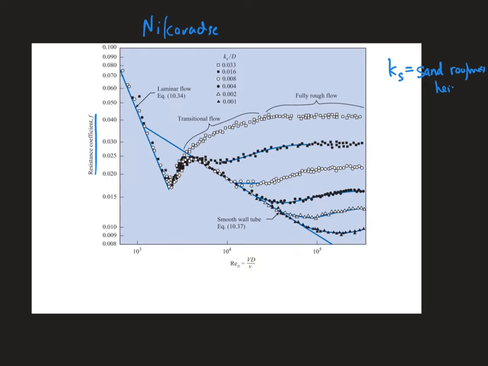height. What that means is that if you have a pipe, and you imagine the pipe's got little bumps or whatever in it, the size of those bumps, that's KS. Obviously they're not all exactly the same size, but there's a characteristic size to them. So that's what we call the sand roughness height. And that's kind of the main thing.